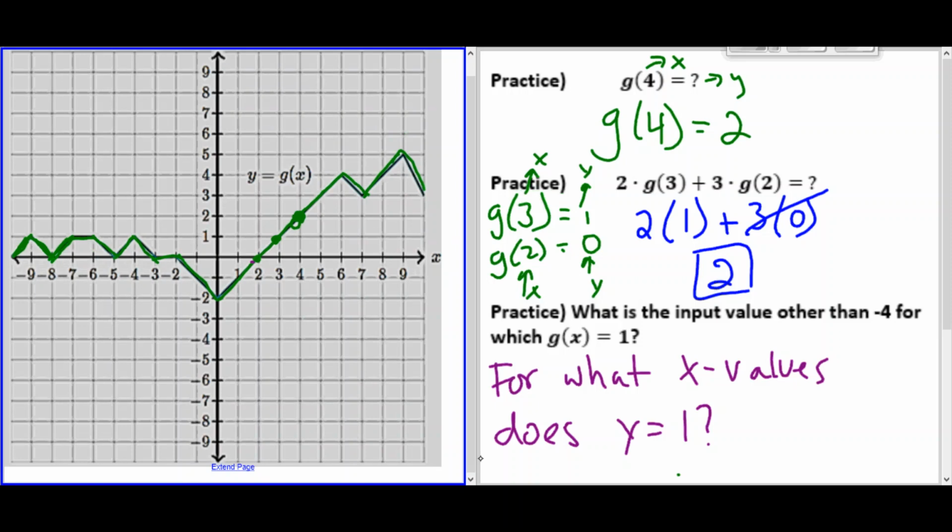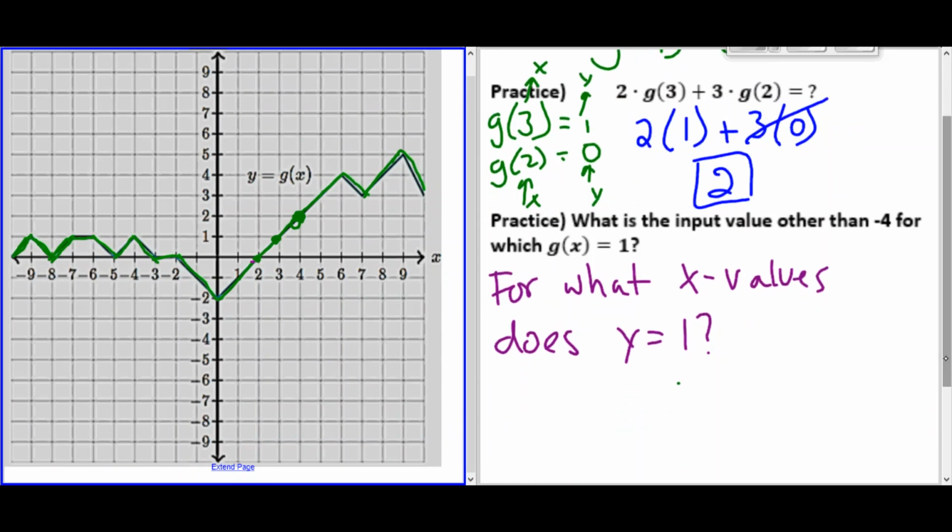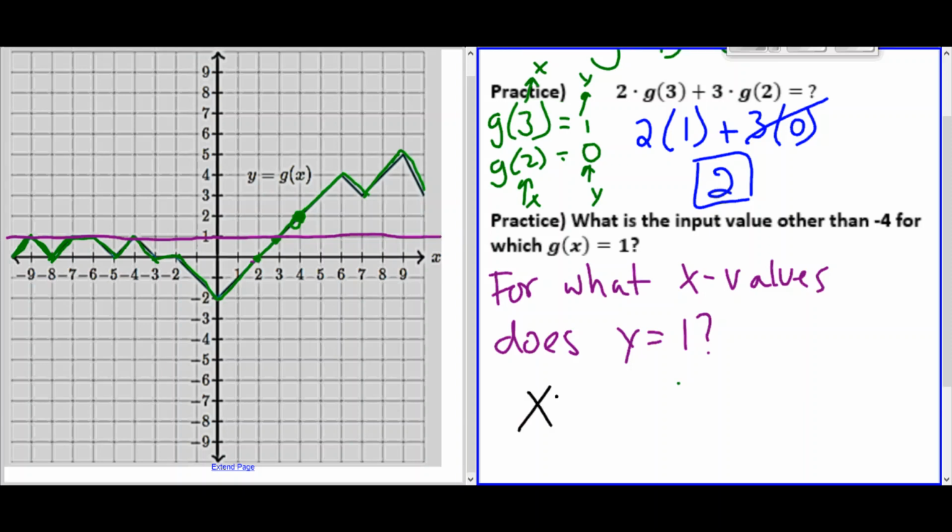The next one, if you needed help, so what is the input value other than -4 for which g of x equals 1? So again, that's very similar to the last problem. It's asking for what x values does y equal 1. So if that one gave you trouble, hopefully this question will help guide you. So I'm going to go y equals 1. I'm just going to draw a line through y equals 1. So I drew that purple line. So I'm just going to see, where does this green graph hit it? At what x values? I'm going to say x equals.